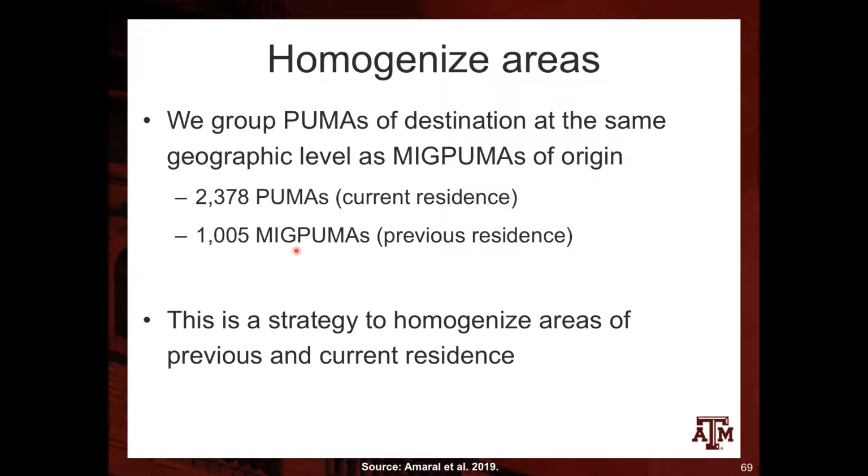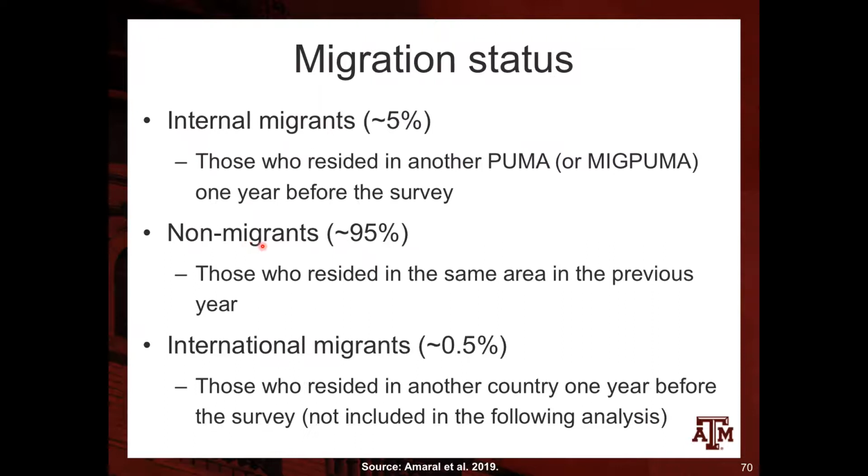So what we do in this specific case is group the PUMAs in current residence at the same level as the MIG PUMAs. We will have exactly 1,005 areas of current residence because we are grouping the PUMAs into the same level as the MIG PUMAs. So this is basically a strategy to homogenize areas of previous and current residence. And after we homogenized them, we looked at information on current and previous residence to see if people were living in the same areas. Then we could categorize people by this variable here that measures migration status.